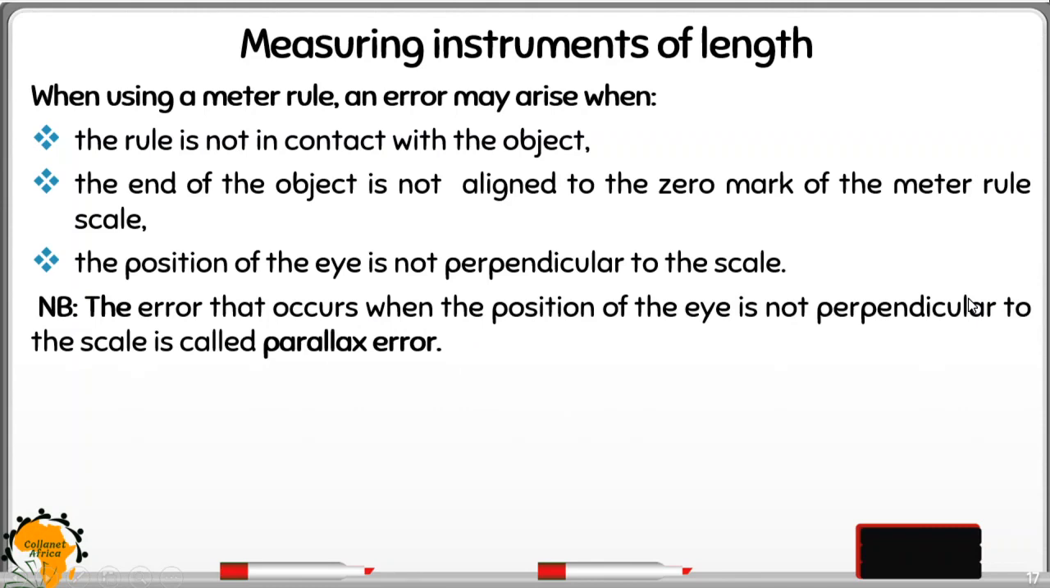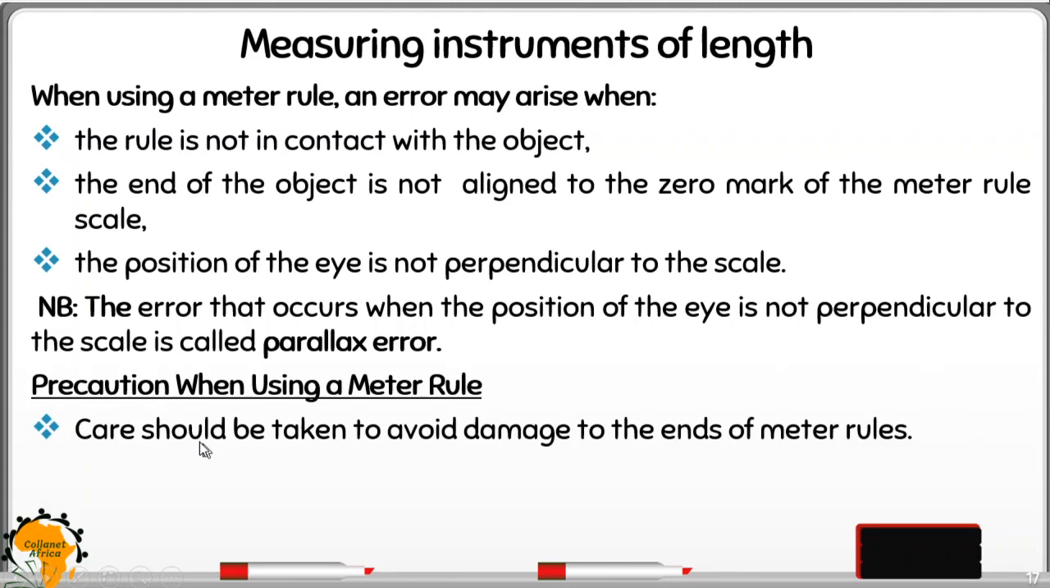Precautions when you are using a meter rule. 1, take care of the edges of your ruler. If you look at your meter rule in your school or in your laboratory, you'll find that the scale starts at the edge. So when you damage the edges, then you interfere with the scale, and it implies that when you use it, you won't get the correct reading.